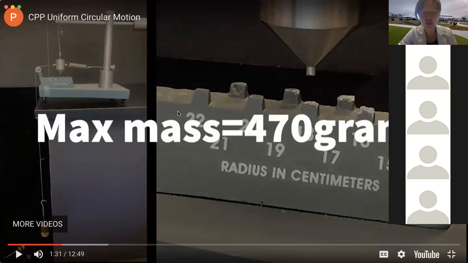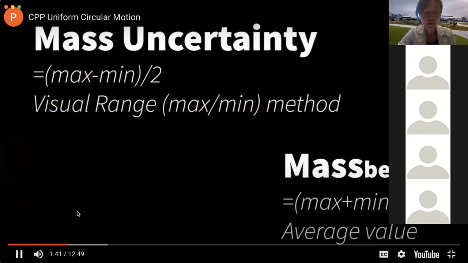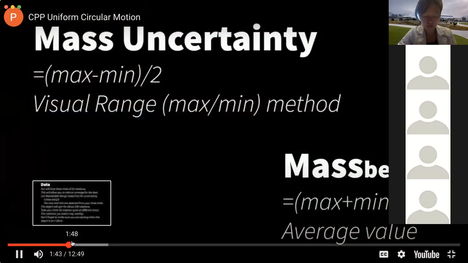Here you have your max minus min over 2. That is your uncertainty for the mass. We will talk about how to do the force: simply multiply that by g, and you will get the uncertainty for the force. But we'll look back at our data table later. Remember, your uncertainty is taking the max minus min divided by 2, and your best mass will be determined by the average of these two values.